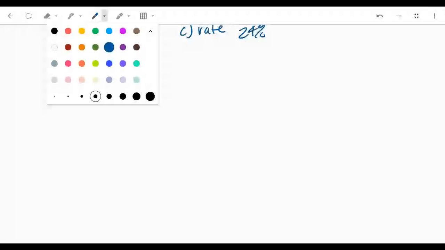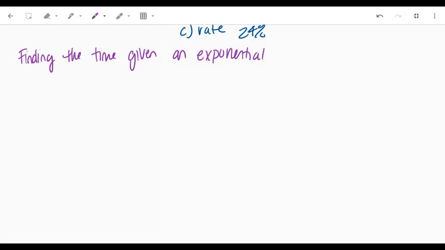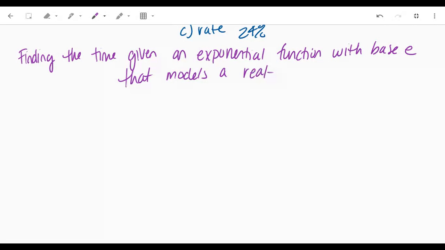All right. Two more left. The next one is finding the time given an exponential function with base e that models a real-world situation.